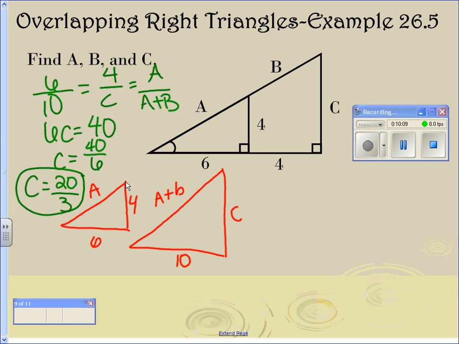But I can't really use that A over A plus B, can I? That doesn't really help me to find A or B. What am I going to have to do instead? Pythagorean theorem to figure out what A is. Does that make sense? Because with this proportion, I don't know either one of them. So that's what I'm saying. Sometimes you'll have to use Pythagorean theorem because I don't have either A or B, so I can't really go anywhere with that proportion. So what would I set up to find A?